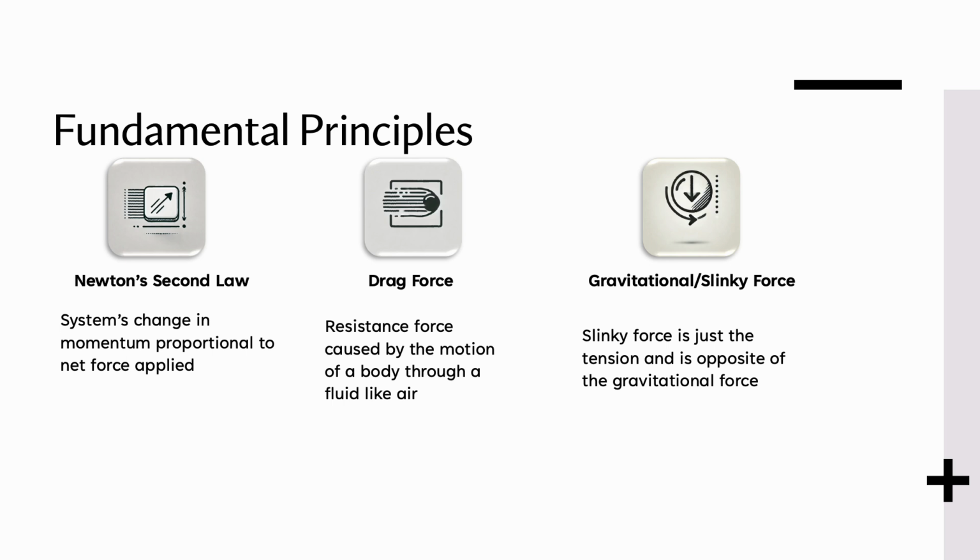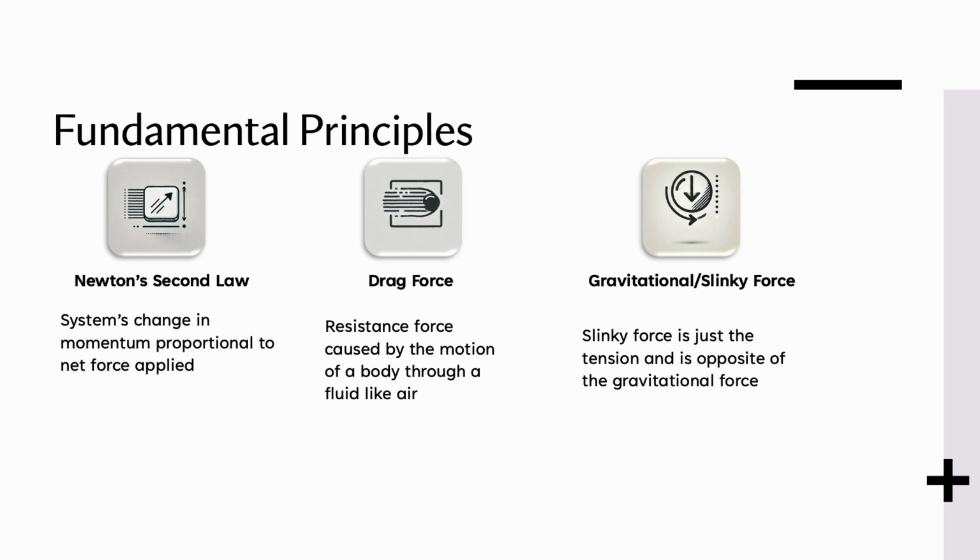Like many of our previous labs, this one heavily relies on Newton's second law, also called the momentum principle. This law states that the change in momentum of a system is proportional to the net force acting on it. Mathematically, it's expressed as F net equals dp over dt. From this, we derive the velocity update formula and the position update formula.